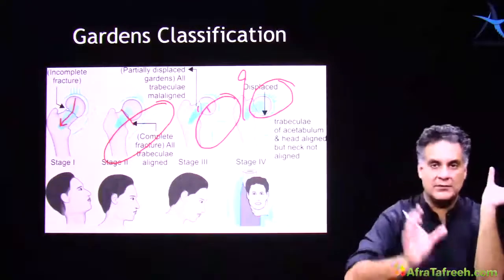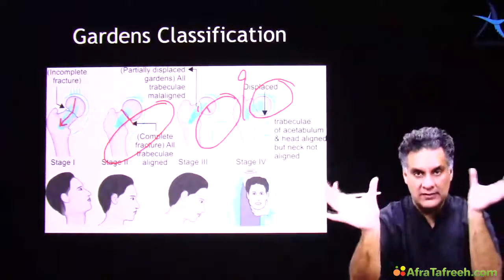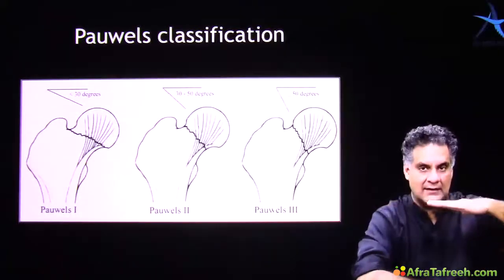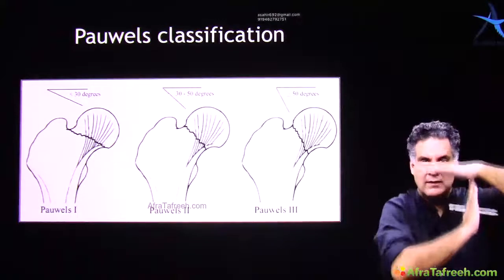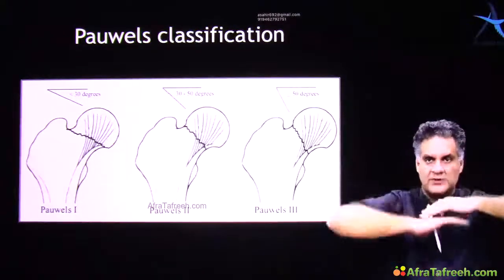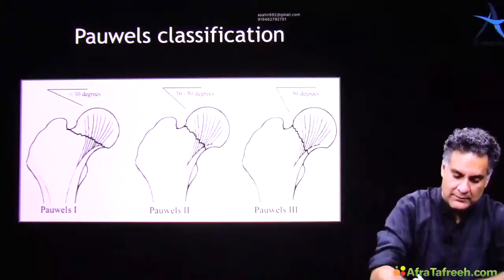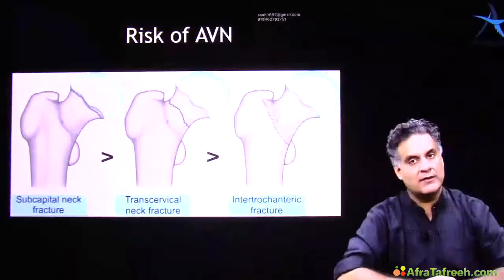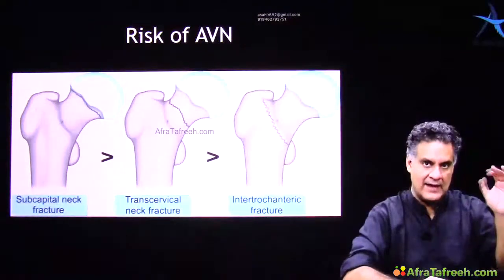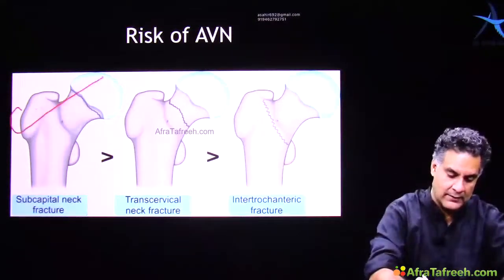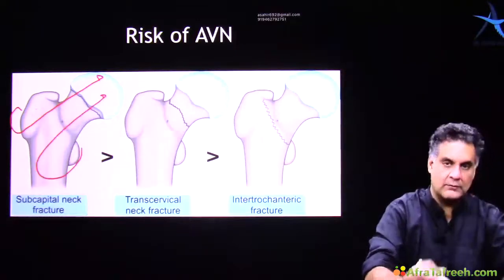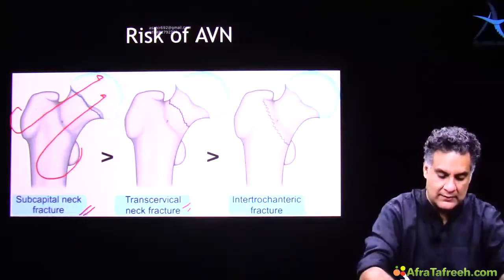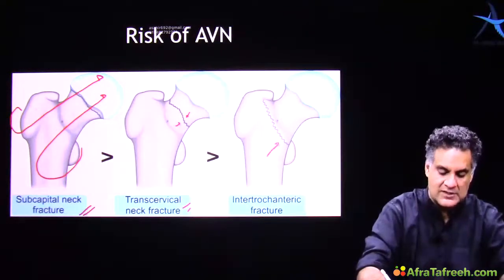Stages 1 and 2 are clubbed together, 3 and 4 together, because that's how the prognosis is. Powell's classification of neck femur is based on the angle that the fracture makes with the horizontal. The more vertical, the more the displacement; the more horizontal, the more the compression. So the prognosis depends upon the verticality: 30 degrees, 30 to 50, and more than 50. Vertical fractures have poor prognosis. And as the blood supply goes from distal to proximal, the more proximal the fracture, the worse the prognosis. So subcapital fractures have poor prognosis, transcervical, between the neck, is poorer than the intertrochanteric areas.